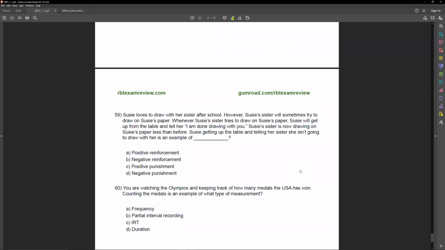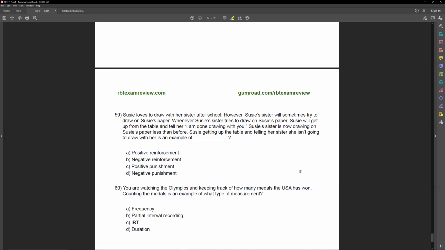59, Susie loves to draw with her sister after school. However, Susie's sister will sometimes try to draw on Susie's paper. Whenever Susie's sister tries to draw on Susie's paper, Susie will get up from the table and tell her, I am done drawing with you. Susie's sister is now drawing on Susie's paper less than before. Susie getting up from the table and telling her sister she isn't going to draw with her is an example of what?